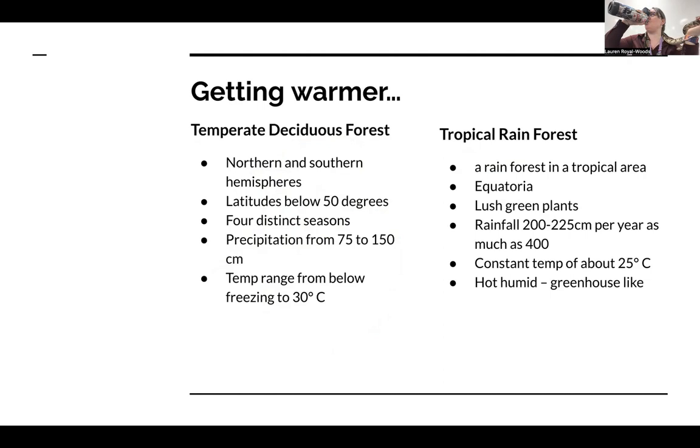Anyway, we have mild to average precipitation, with temperatures ranging from below freezing to about 30 degrees Celsius. In the tropical rainforest, which is around the equator, is usually where you find these guys: very lush green plants, and there's layers of vegetation. We're going to get into that in a minute. Rainfall is a lot. Very hot and humid, greenhouse-like, with a constant temp of around 25 degrees Celsius.